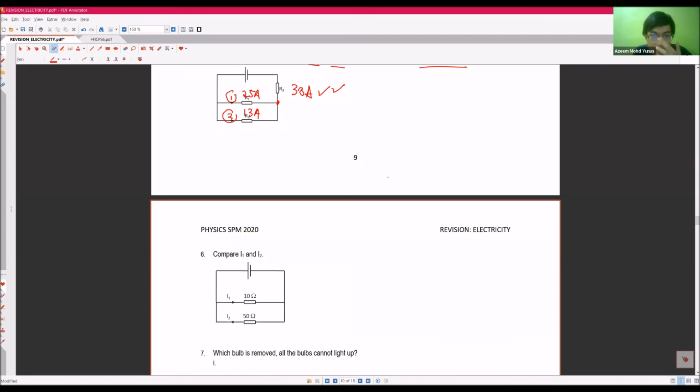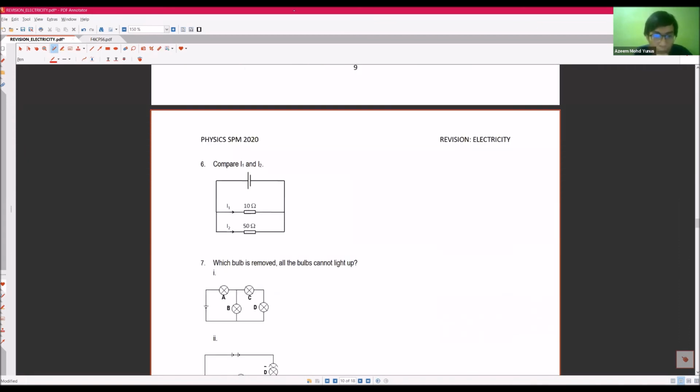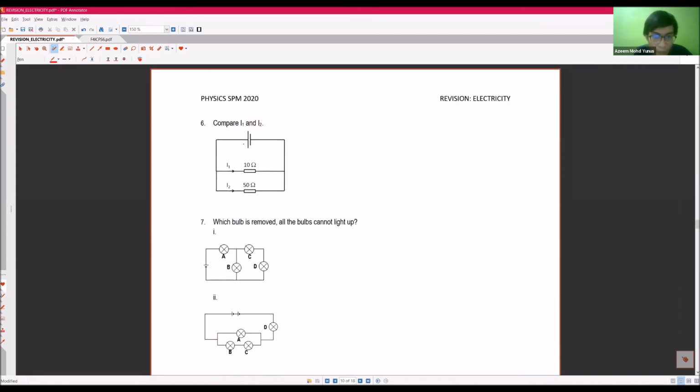So number 6, compare I1 and I2. So we don't have the value here, but the rule here: current likes smaller resistance. Current likes to flow. Yeah, smaller resistance. So I can say current flow prefers smaller resistance path.